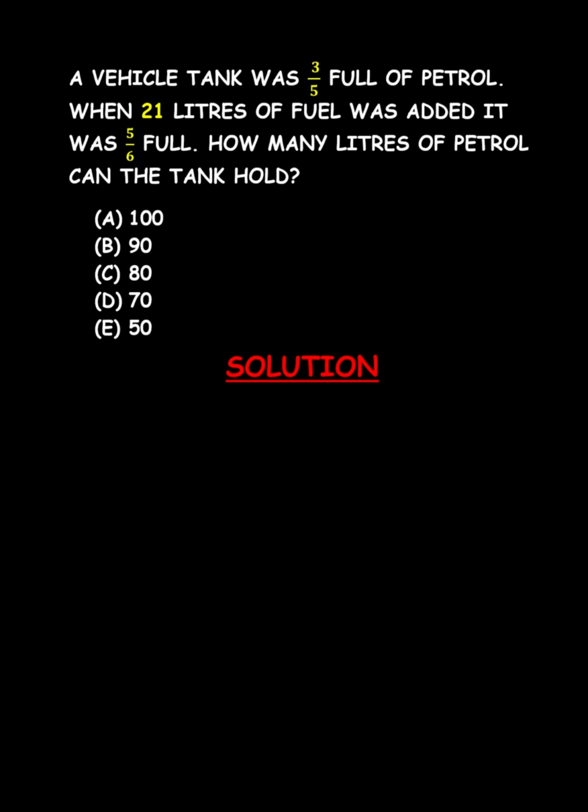A vehicle tank was 3 over 5 full of petrol. When 21 liters of fuel was added, it was 5 over 6 full. How many liters of petrol can the tank hold? Solution. Let H be the unknown. 3 over 5 of H, plus 21, equals 5 over 6 of H.